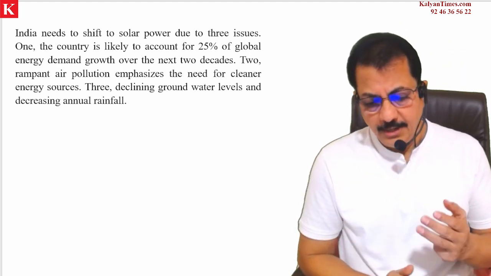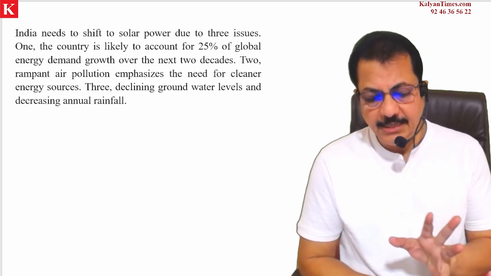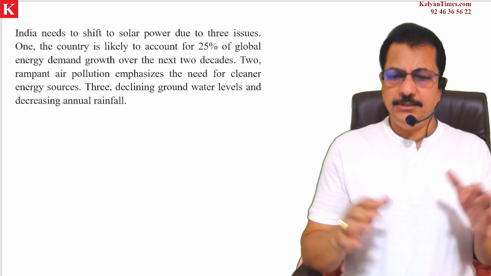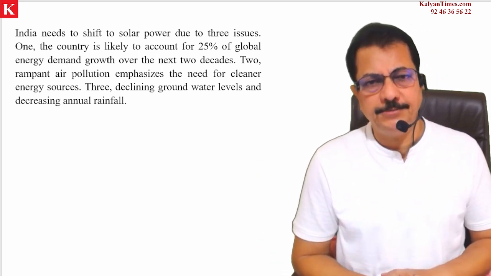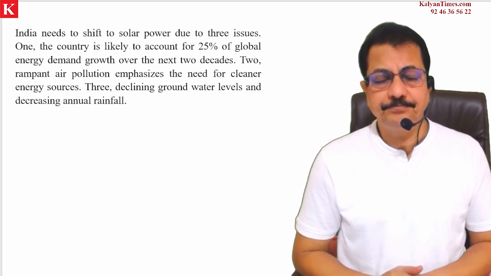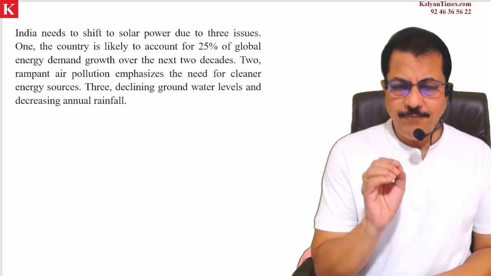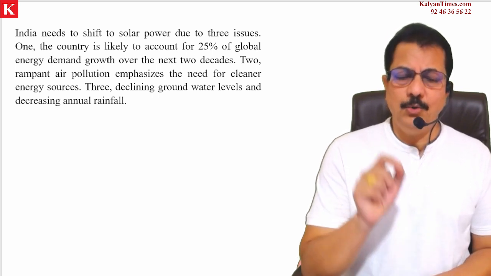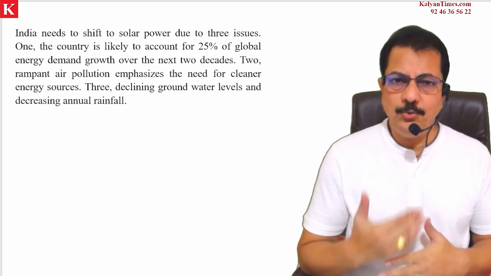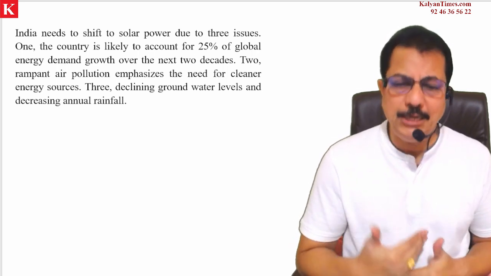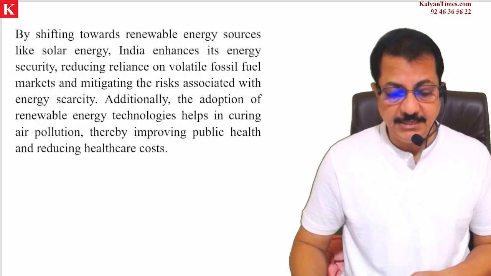Number three, declining groundwater levels and decreasing annual rainfall. If there is huge rainfall, we have the reservoirs, we can store the water, and from there we can generate electricity, that is called hydroelectricity. But rainfall is coming down, groundwater levels are going down. That is the reason why you have to look for various alternatives. Am I clear? And solar energy is one such alternative.